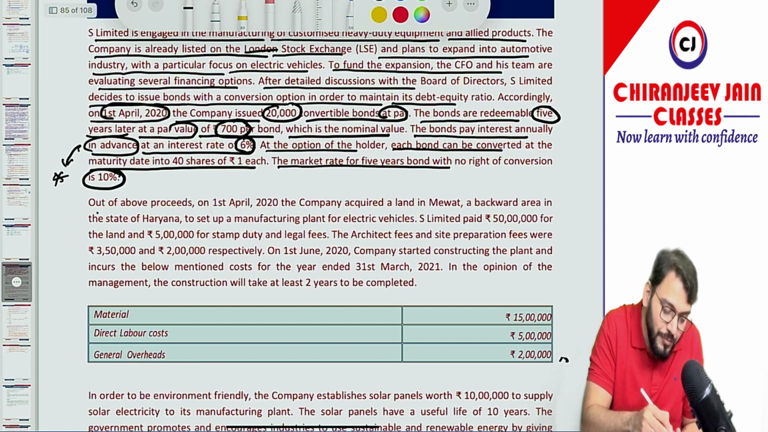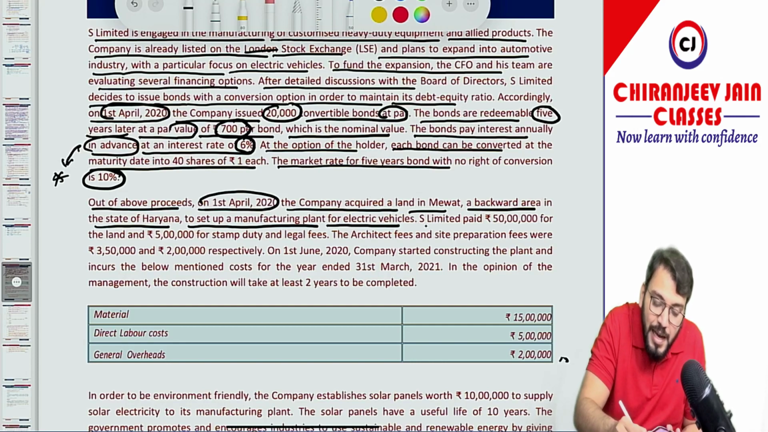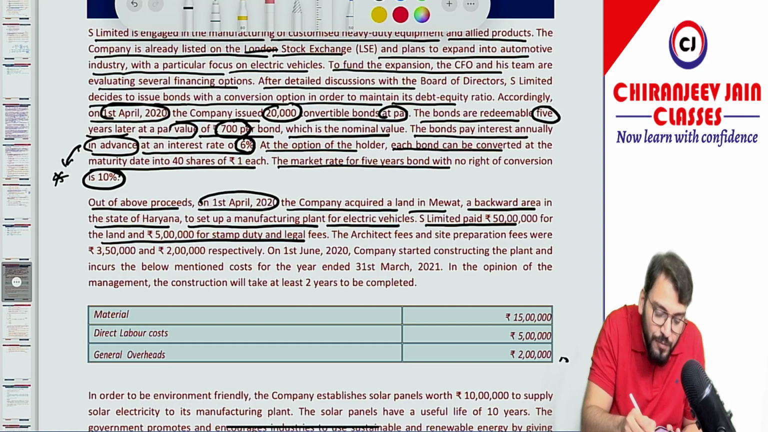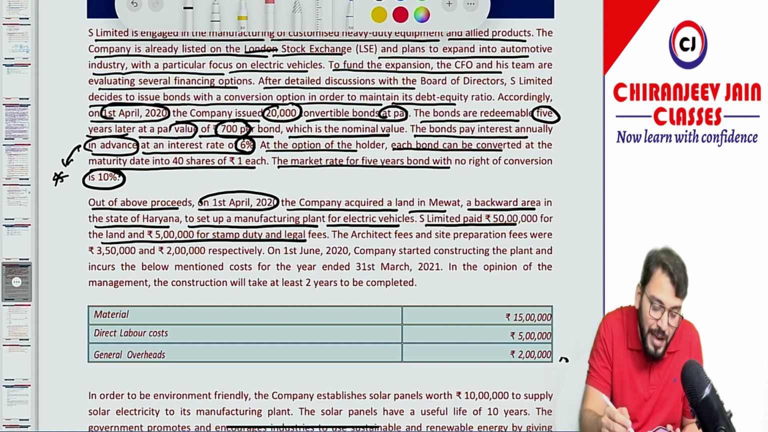Okay, yes sir. Out of the above proceed on 1st April 2020, the company acquired a land in Mewat, a backward area in the state of Haryana, to set up a manufacturing plant for electric vehicle. S Limited paid 50 lakh for the land and 5 lakh for the stamp duty and legal fee. So 5 lakh will be capitalized. The cost price of land will be 55 lakh.